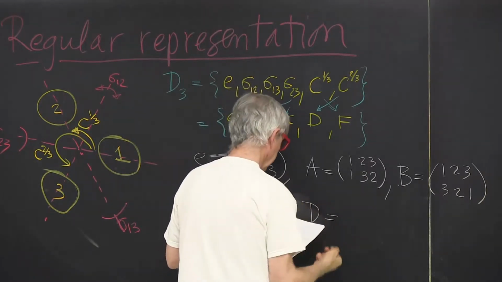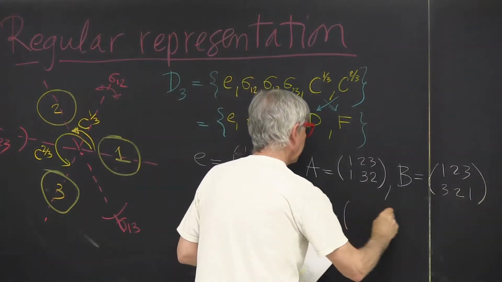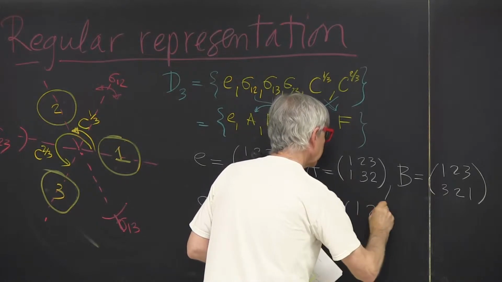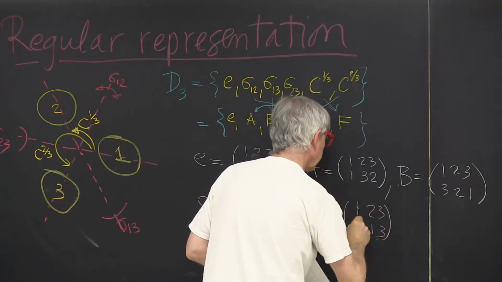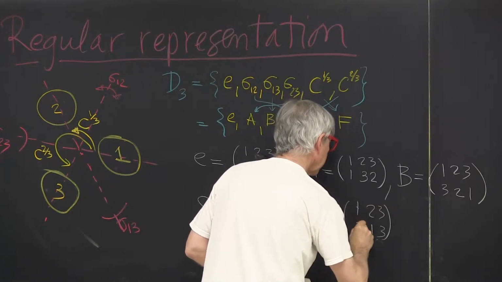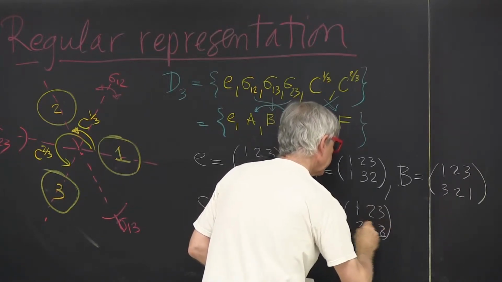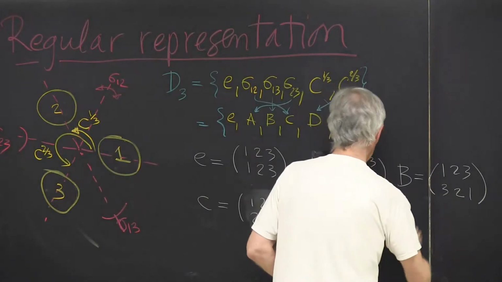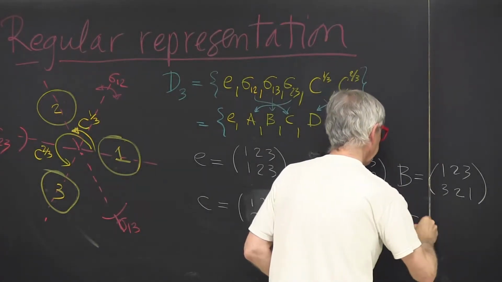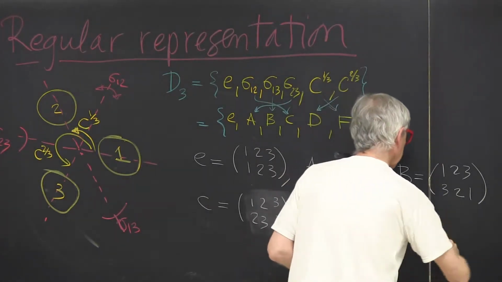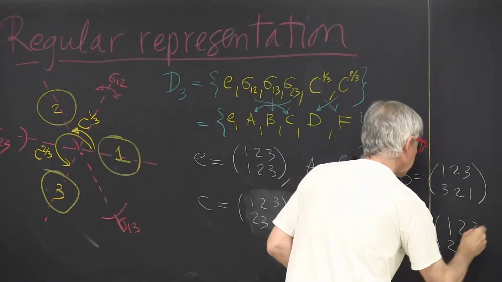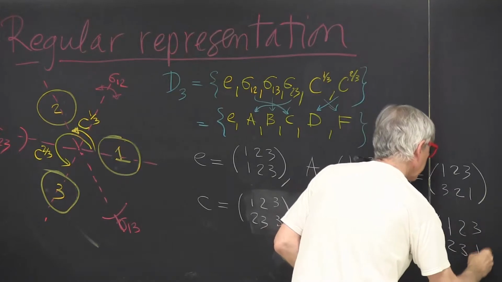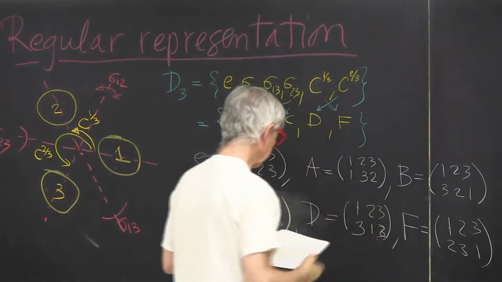Now these, I start with 1, 2, 3, I move 1 to 2, I move 2 to 3, I move 3 to the initial position. And for F, I do it in the other order, 2, 3. So I move 2 here, I move 3 there, I move 1. So I rotate them the other order.